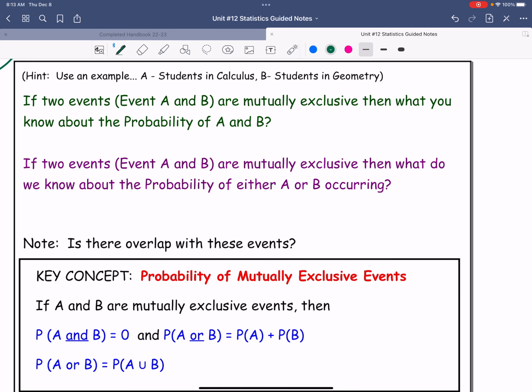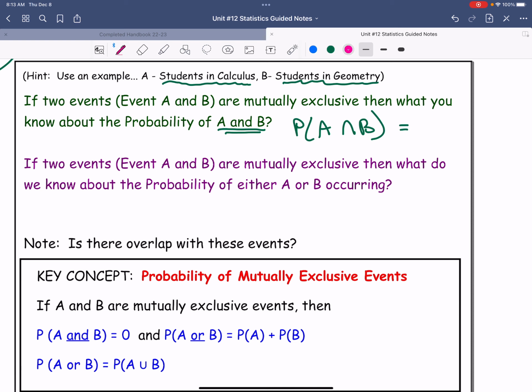If two events, A and B, are mutually exclusive, then what do you know about the probability of A and B? So if we take an example like A, students in calculus, and B, students in geometry, what's the probability of A and B? Selecting a student that is both in calculus and geometry. That probability is going to be 0 because it won't happen. There's no way that you can take calculus without having taken geometry. So the probability of two mutually exclusive events with and is 0.